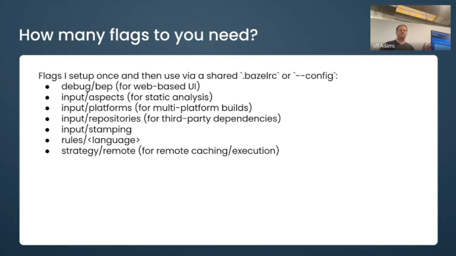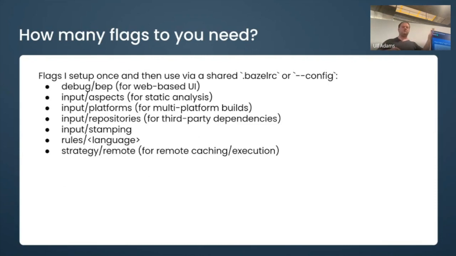And then I have a bunch of flags where I set them up once, and then I put something into the Bazel RC, either for everyone to use or via a config. The build event protocol for a web-based UI, we happen to have one at EngFlow. Input aspects for static analysis, I set that up once. We have static analysis for Java, for Python, for C++, and so on.